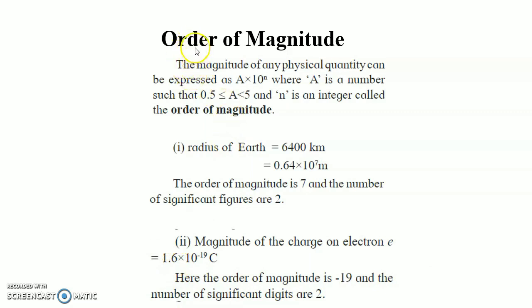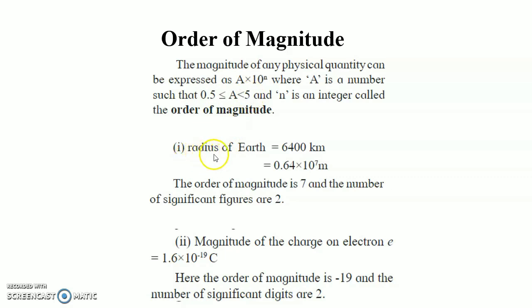So in order to find order of magnitude, we have to convert the number in the form A into 10 raised to n. Over here, n will be the order of magnitude. And A always has to be a number which is lying in between 5 and 0.5. It should not be greater than 5. It can be equal to 0.5, but it should not be lesser than 0.5. So it can lie in between 0.5 and 5.